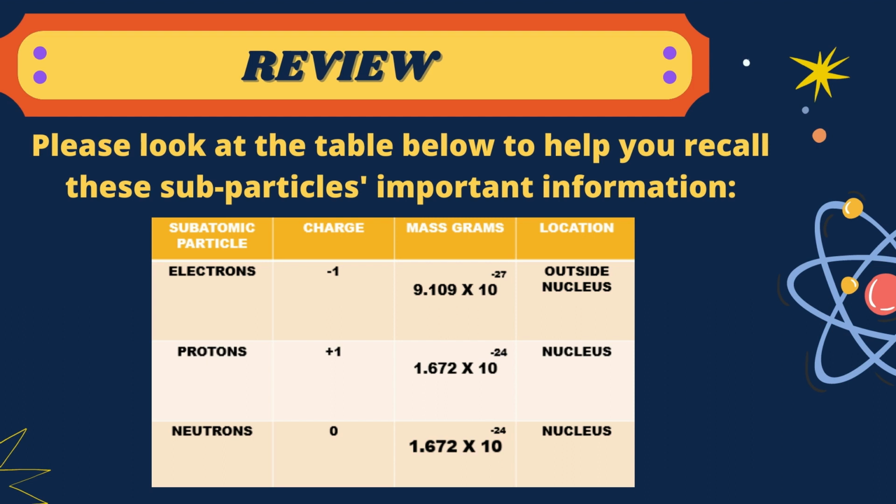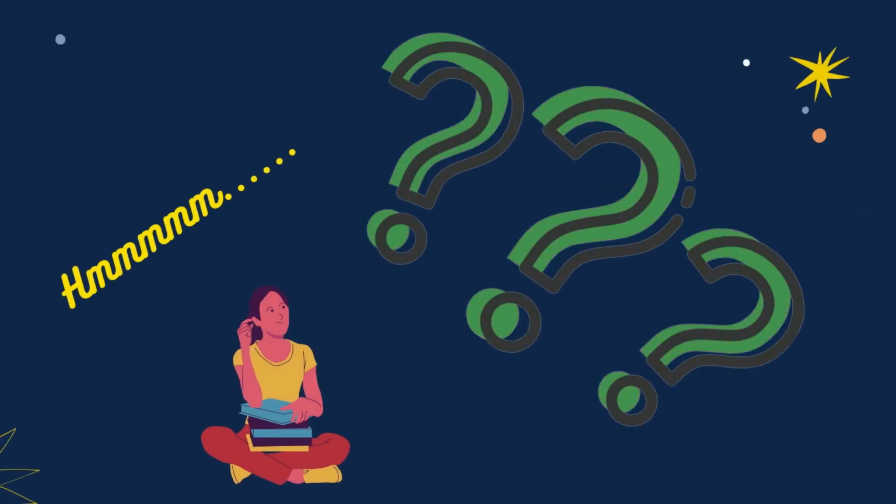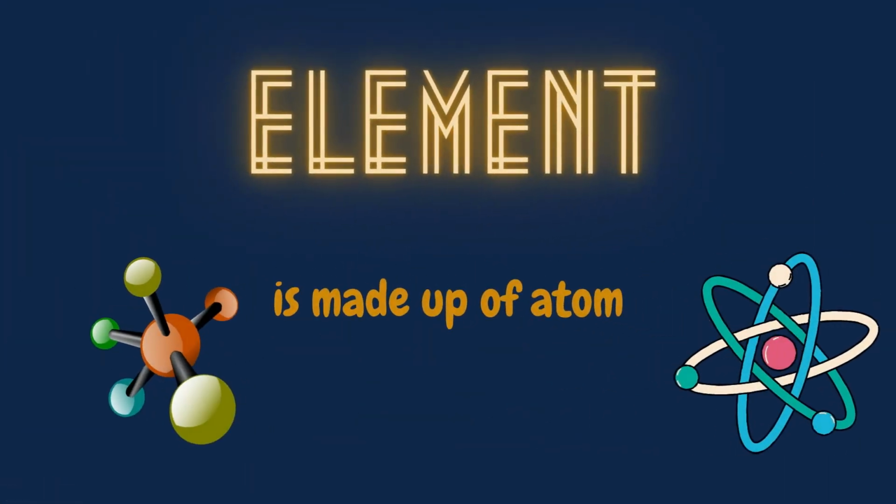Upon learning this essential information, I know you want to know more and further explore the atom. Have you ever wondered how many protons, neutrons, and electrons are in an element? Yes, you heard it right. An element is made up of atoms.